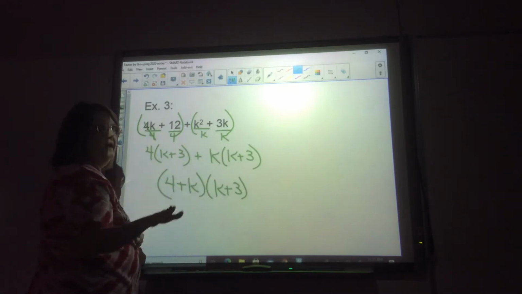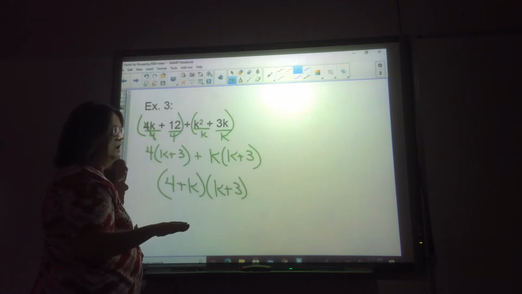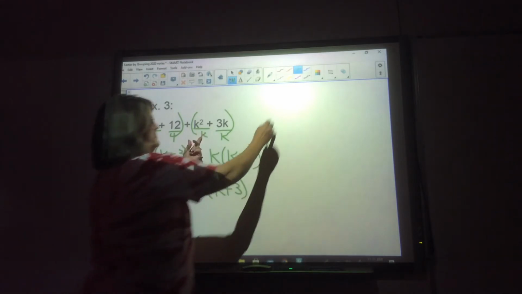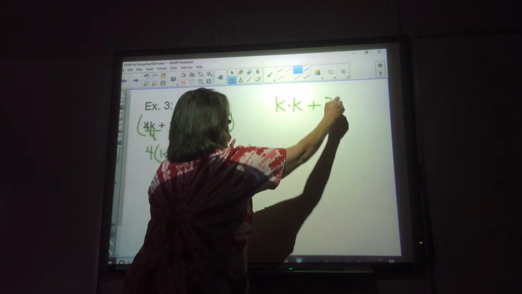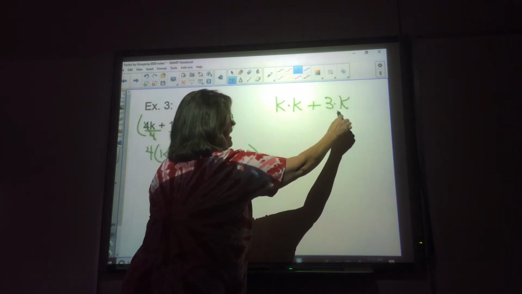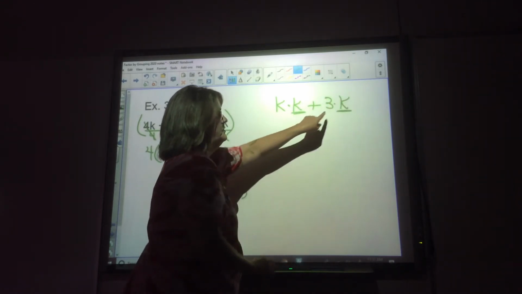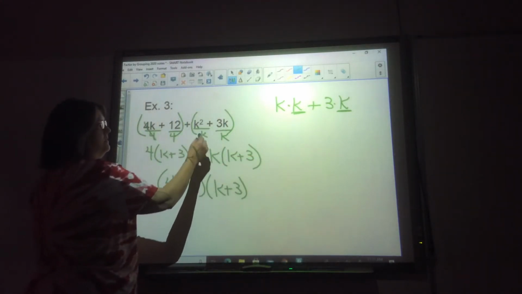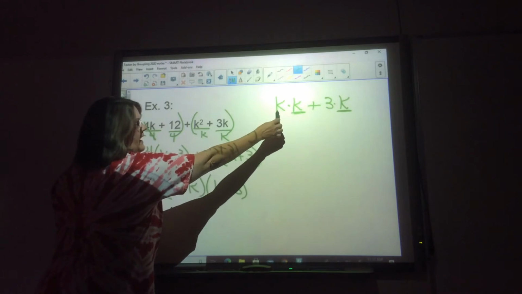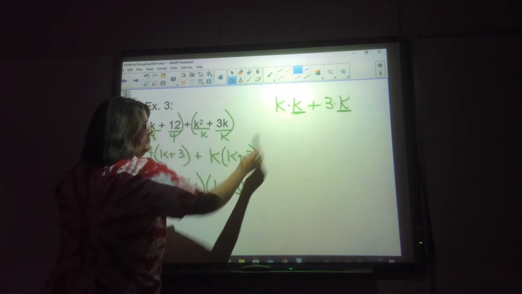Now, K is my GCF, not K squared. That's because there's only one common K in both of them. If I were to expand this, it would be like seeing K times K plus 3 times K. And the only thing that they have in common is 1K. This one does not have a second K. So I'm only pulling a K out. Then when I pull that K out, you'll see what's left, K plus 3.